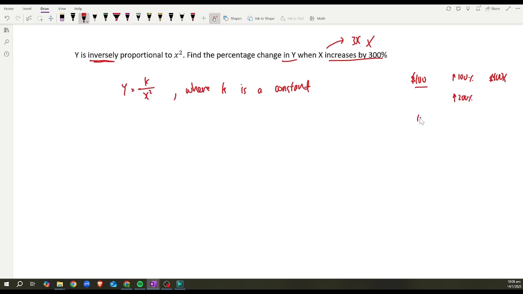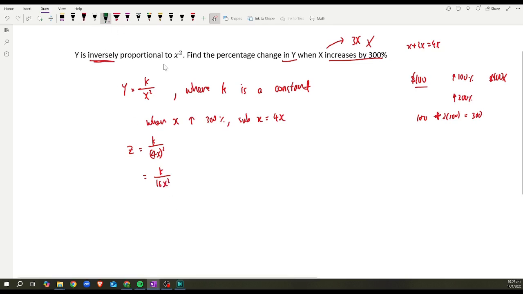So it's 100 plus 2 times $100. So you end up with $300. This will be a 200% increase in $100. Okay. So similarly, if x increases by 300%, it's not 3x, it's x plus 3x, which is 4x. Okay, bear that in mind. So when x increases by 300%, the new x equals 4x. Okay, so now we let z be represented by k over 4x squared, which is k over 16x squared.